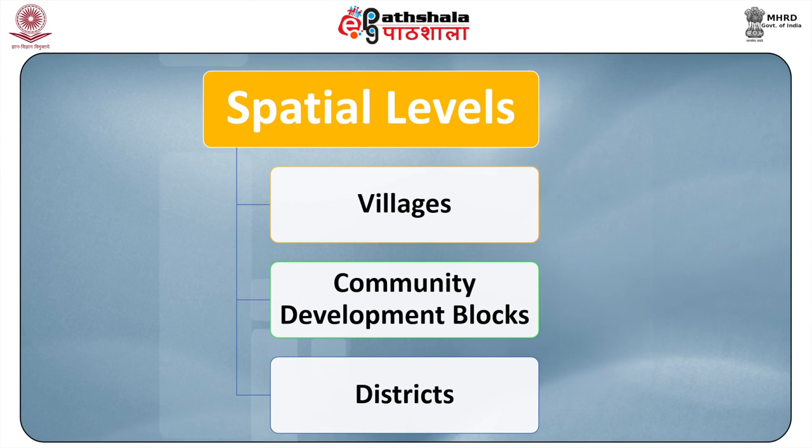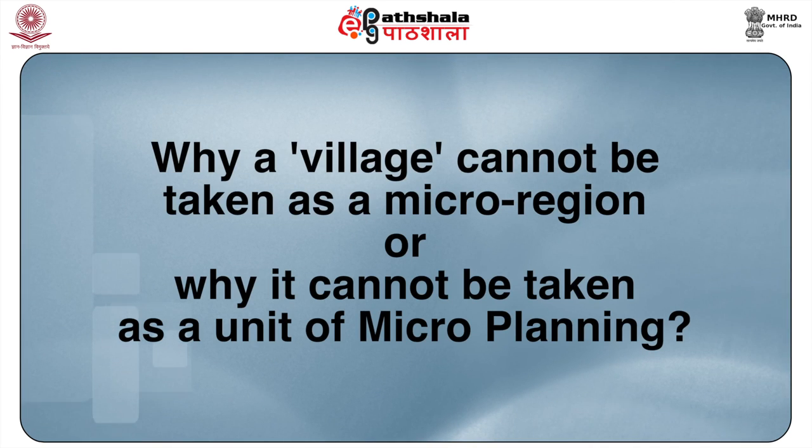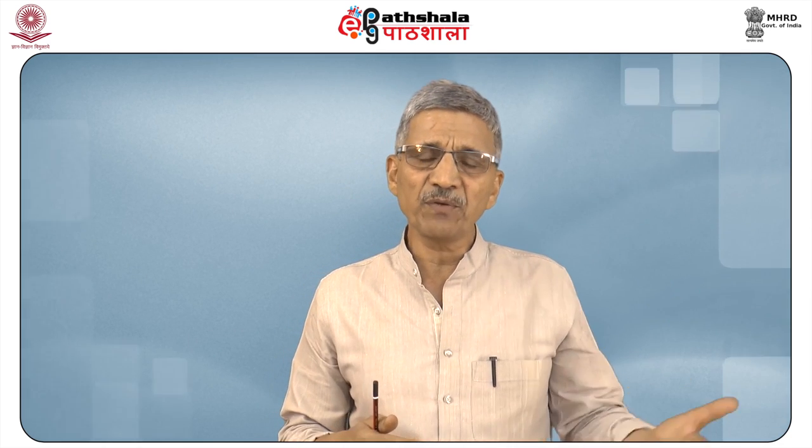And then over and above, you have certain urban areas, and then there is a district. Below the district, there is a block. Below the block, there are clusters of villages, and there are villages. So any one of these four or five, what we call the spatial hierarchy, can be termed a micro area for micro planning. Now we will discuss in detail why a village cannot be taken as a micro region or a unit of micro planning. Generally in India, there has been a debate over the last 60 years, where on one side we say that the community development block could be an area of micro planning, or in many ways we say that the district could be a unit of micro planning.